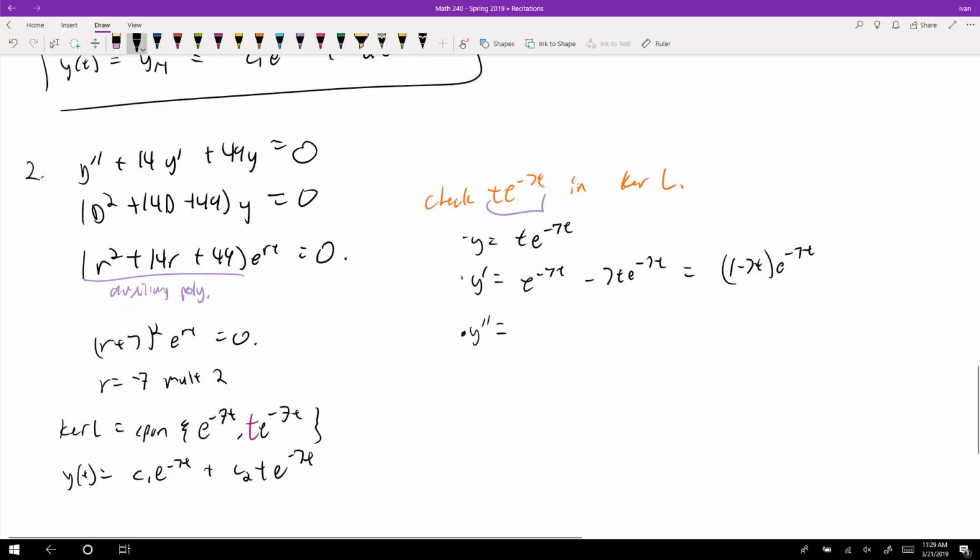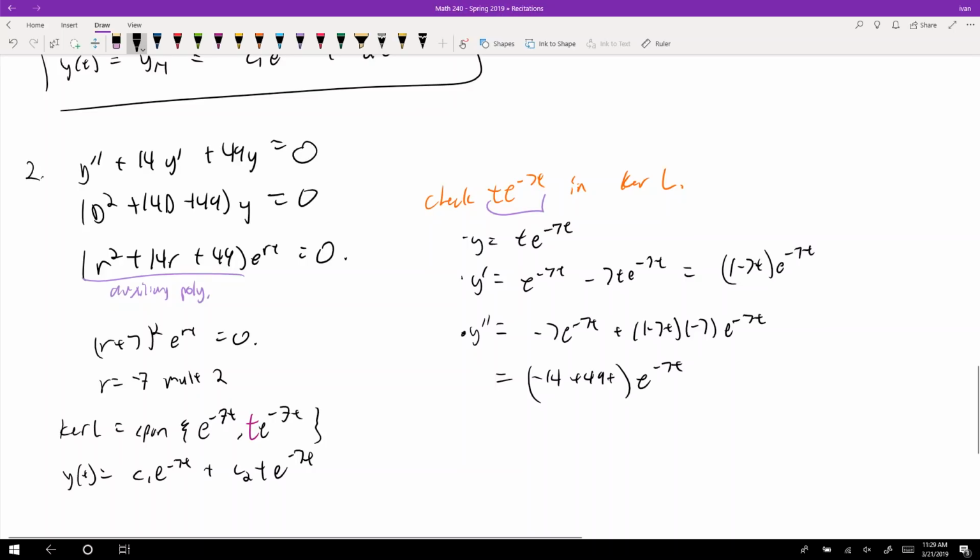You can say that's equal to negative 7 e to the negative 7t plus 1 minus 7t times negative 7, and then e to the negative 7t, right? And so combining these terms, this is a positive 49t, and then this is a minus 7t, so we get negative 14 plus 49t, times e to the negative 7t. All right, so that's just algebra. Know how to take your product rules.